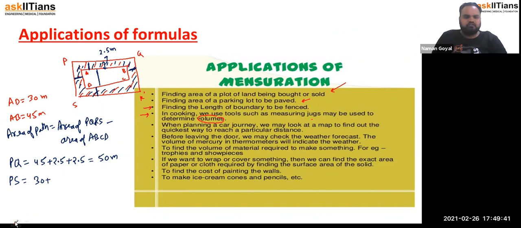Yes, let me erase this. Yes. Now 30 plus 2.5 plus 2.5. Give me a minute. Yes. Now we can do this, okay? It is 2.5, right? So how much it is? 35, right?